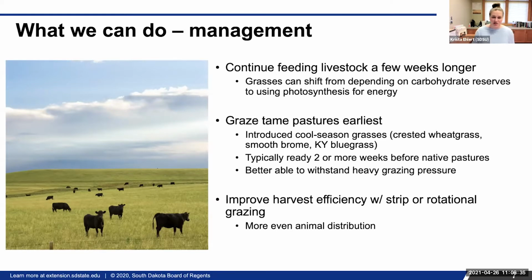Another aspect of management is you can improve harvest efficiency with strip or rotational grazing. You're going to have more even animal distribution on the landscape, and your pastures are going to be more evenly grazed, and you're going to have more forage going into those animals.